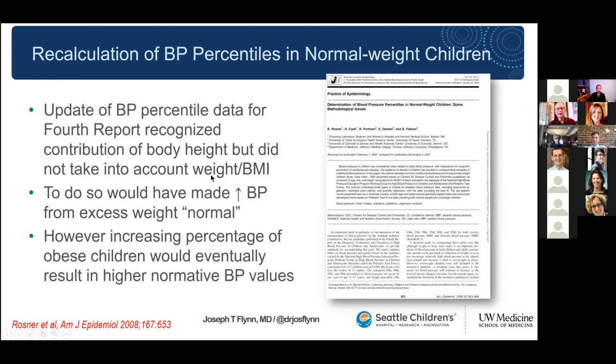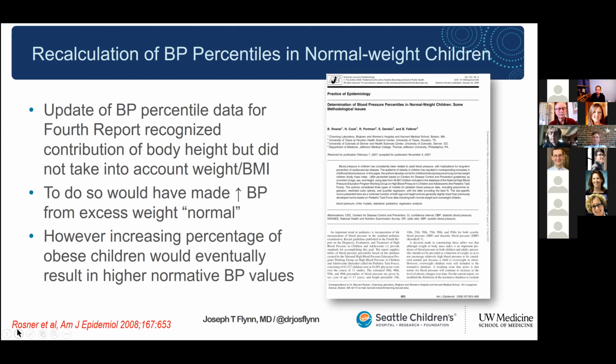Because the percentile data update for the fourth report did not take into account weight or BMI, are we making that excess weight, and the increased blood pressure from that excess weight, normal? These data were collected while the prevalence of childhood obesity was still increasing. So to have that continue, and to continue incorporating blood pressure data from those quote unquote healthy children, is going to eventually result in higher normative blood pressure values. And I think that we felt this was a problem.